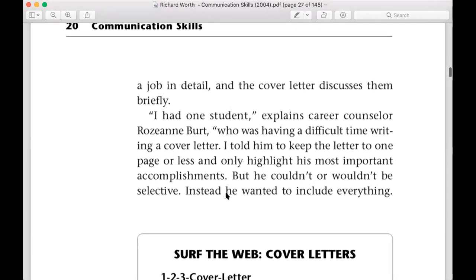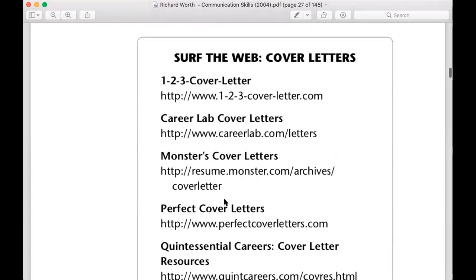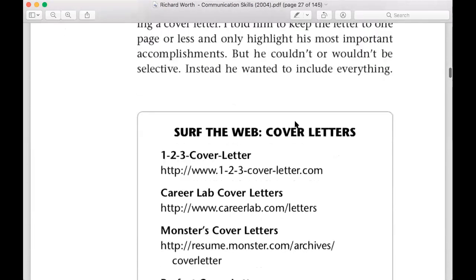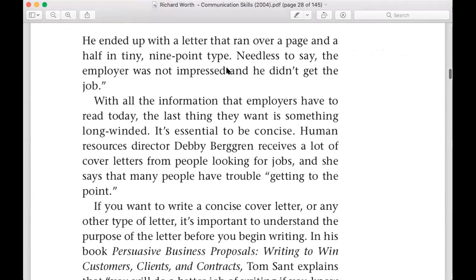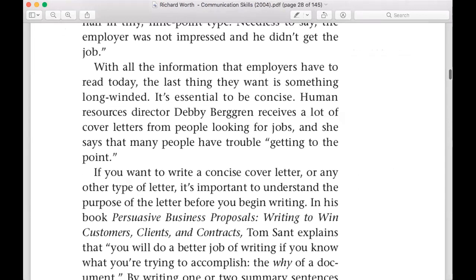And here is what happened. He could not or wouldn't be selective. Okay, instead he wanted to include everything. This is what went wrong with the cover letter of the student, right? So the employer was not impressed, and he did not get the job. Okay. So see, all of these HR people get a lot of cover letters from people seeking jobs. Even our HR, since SBA is still a small setup, receives a number of applications, after which you can become an intern here, right?